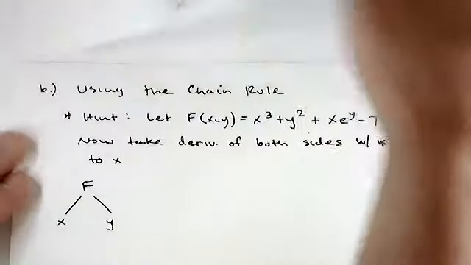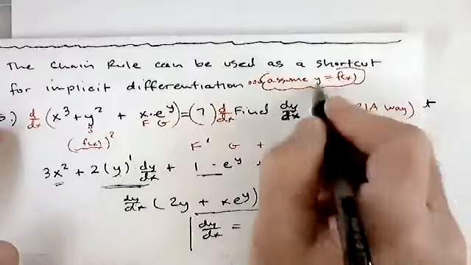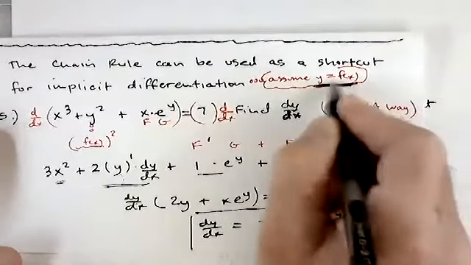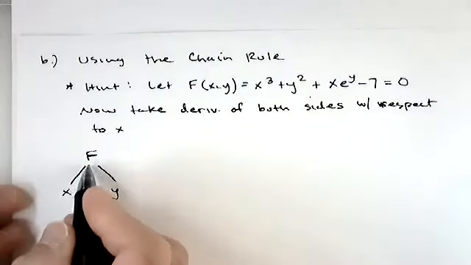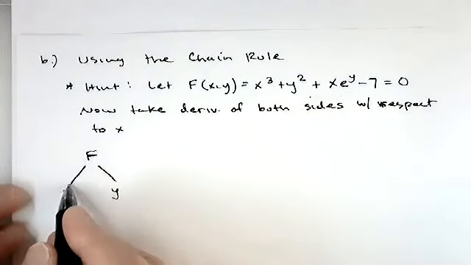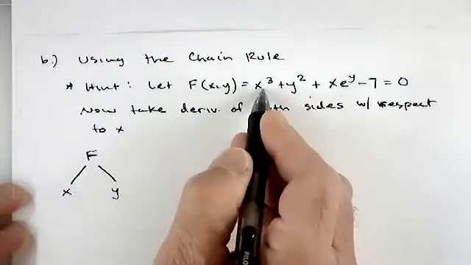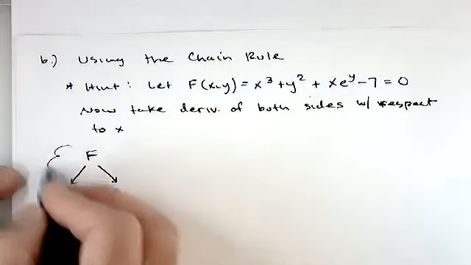But remember, the whole key when we do implicit differentiation is that we're assuming y really represents a function of x. So my mapping would look like this. F is a function of x, clearly, right? It's got x in it. It is also a function of y, but we know y is also a function of x, or at least that's how we're assuming it when we do implicit differentiation. So this is my mapping.